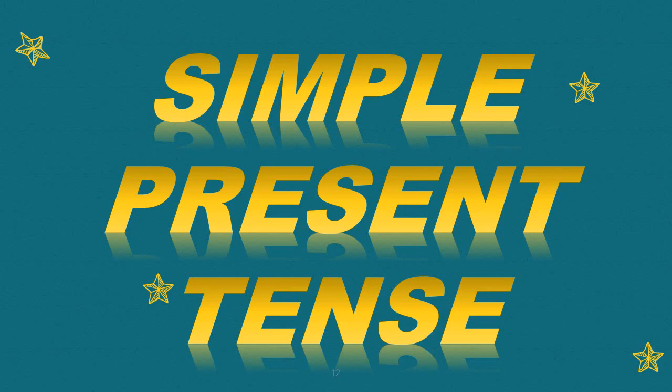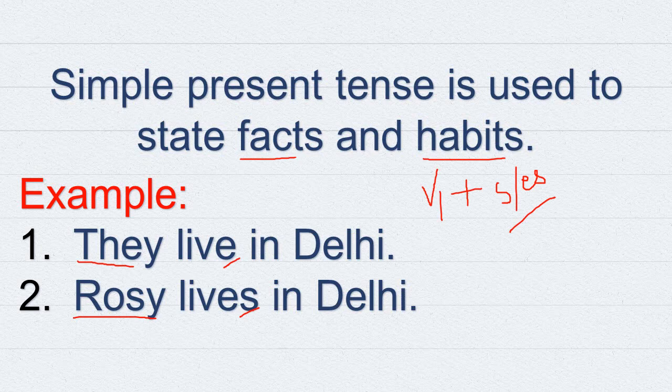Now we are going to do simple present tense. Simple present tense is used to state facts and habits. Means here we use verb first form plus s or es. For example, they live in Delhi. Rosie lives in Delhi. So here we use either verb first form or verb first form plus s or es. Now the question is, where do we use verb first form and where do we use verb first form plus s or es? Now let's see.